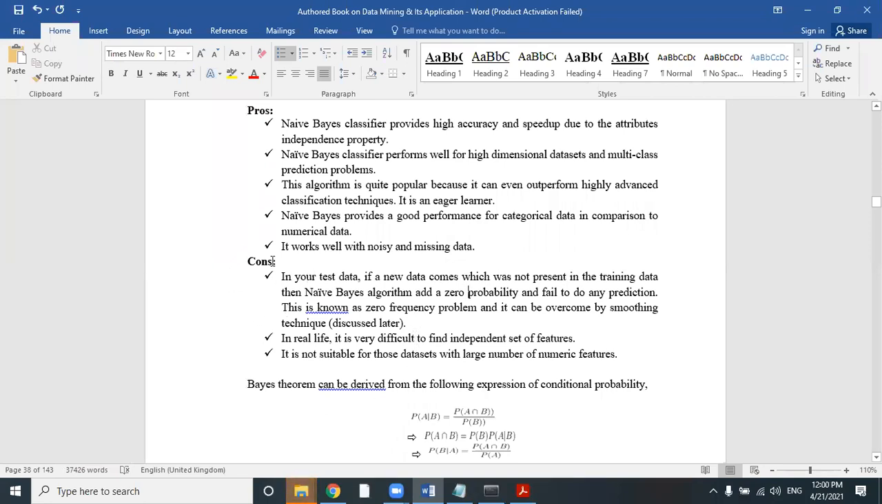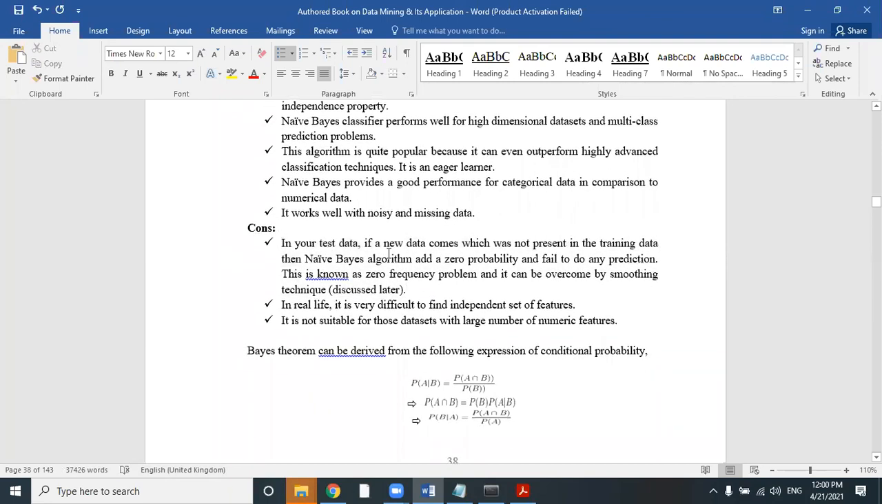Now, what are the cons or disadvantages or drawbacks of the naive Bayes algorithm? This is the first and major disadvantage, so read it very carefully. In your test data, if a new data comes which was not present in the training data set, then the naive Bayes algorithm adds a zero probability. This term is very important. Then naive Bayes adds a zero probability and fails to do any predictions.